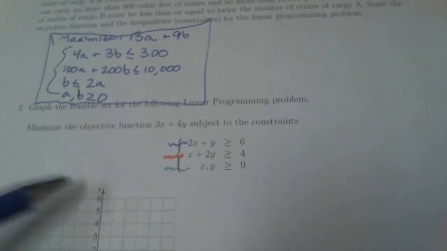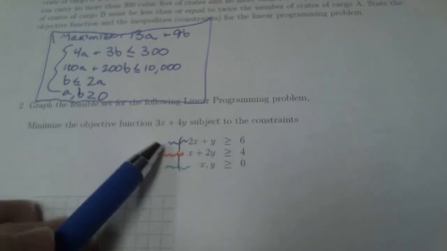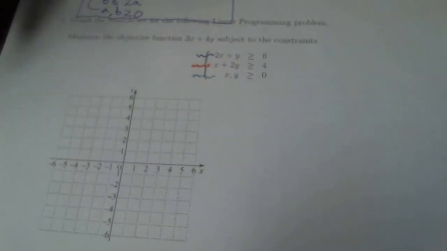All right, so in setting up the feasible set, the objective function doesn't matter. So we don't need to worry about that. That's just some extra information just to throw you guys off. So we just need to graph each of these inequalities. And again, we shade the parts that don't work. And then whatever is left, that's going to be our feasible set.